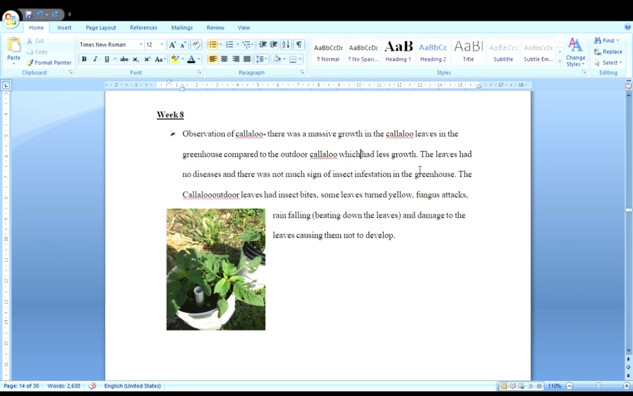The leaves had no diseases and there was not much sign of insect infestation in the greenhouse. The callaloo outdoor leaves had insect bites, and some leaves turned yellow. Alright, so you should just state the activity here, you don't need to get into detail. Just state what was done and back that up with pictures.